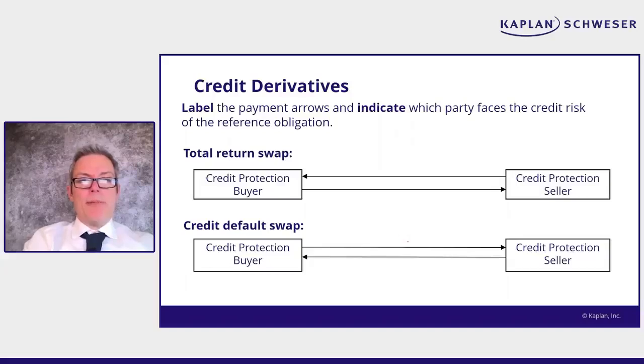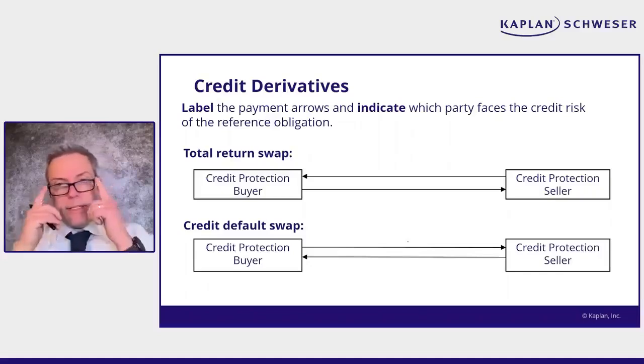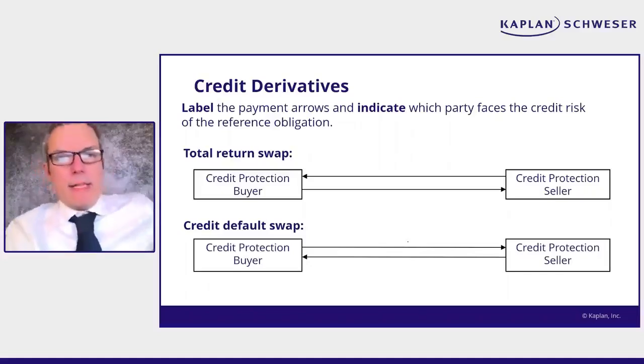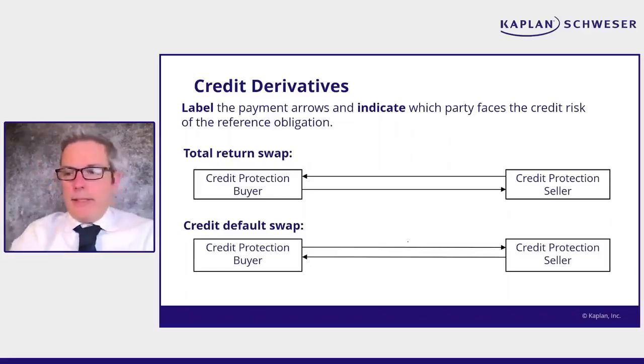We're being asked here to label the payment arrows and indicate which party faces the credit risk of the reference obligation. All right, so actually the credit risk one is relatively easy to see. Credit risk is borne by the party that needs to make a payment if there's a credit event that plays out or if there's some credit losses. So that's not the protection buyer. It's over here. This protection seller is always the party that's taking on board credit risk. It's always going to be over here, as we'll see.